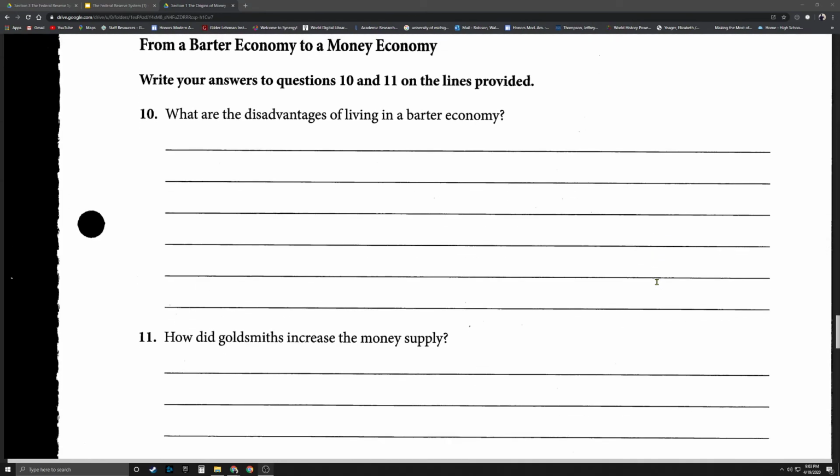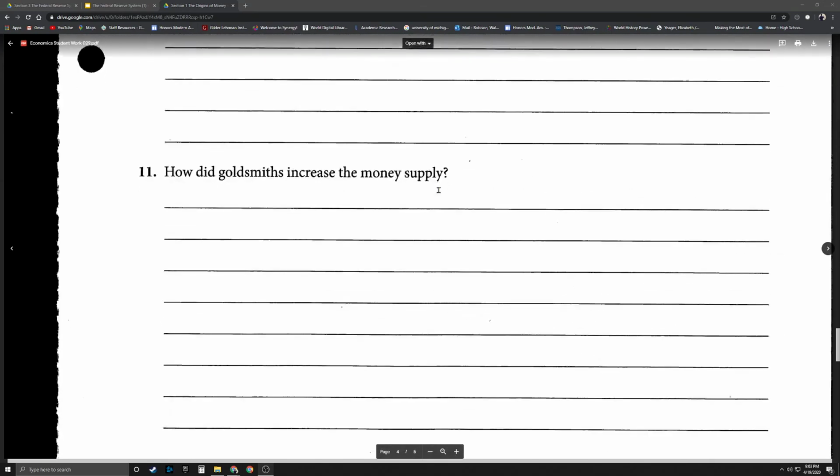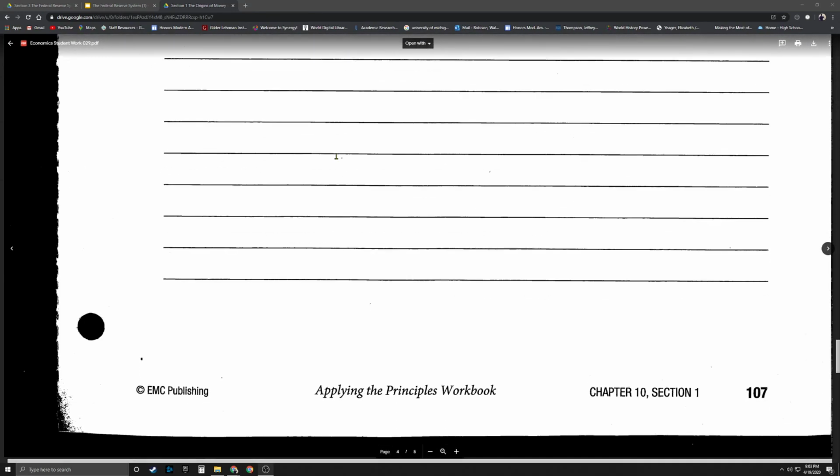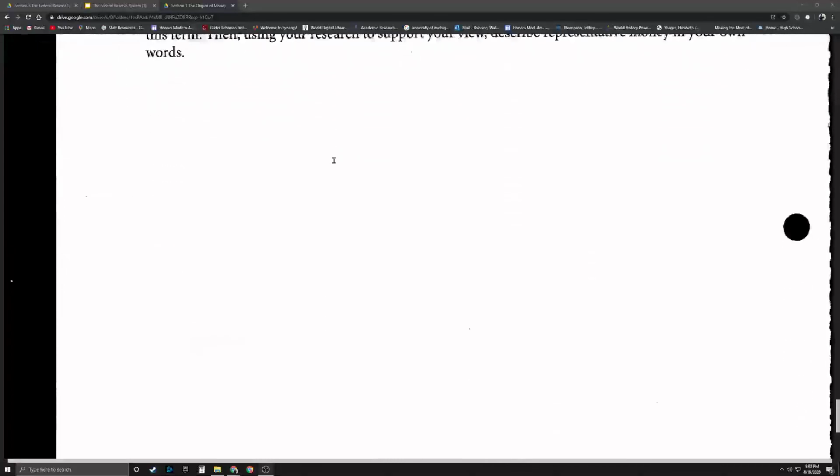From a barter economy to money economy. So write your answers to questions 10 and 11 in the lines provided. What are the advantages of living in a barter economy? This was provided to you in the presentation. How did goldsmiths increase the money supply? This was also provided to you in the presentation. And you don't have to do question 12 or 13. So that is that for the assignment.